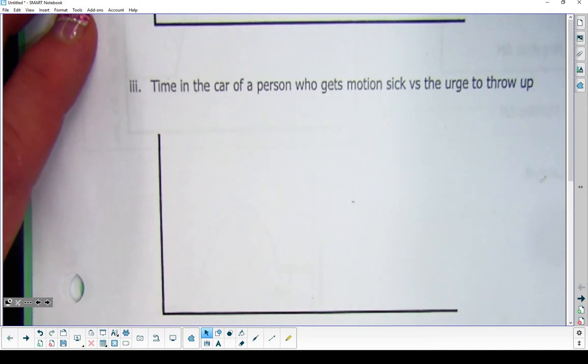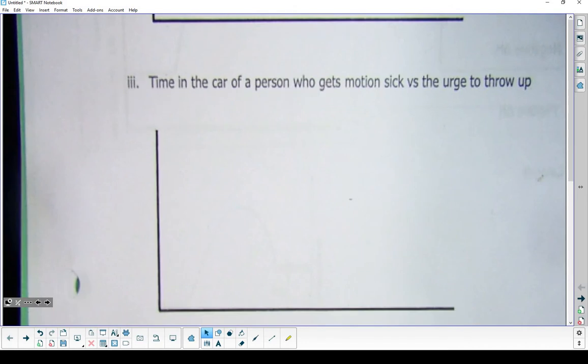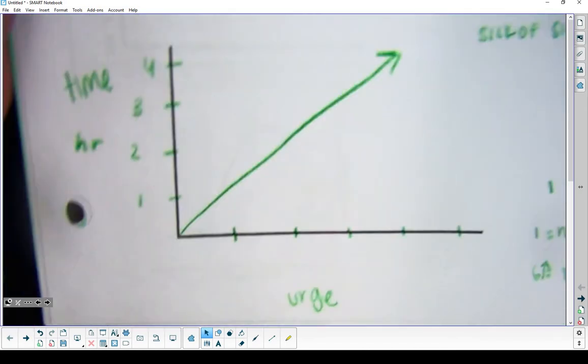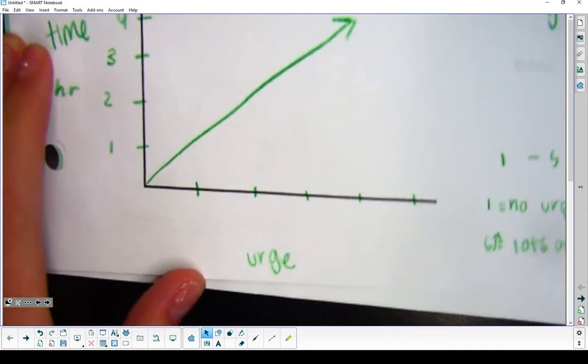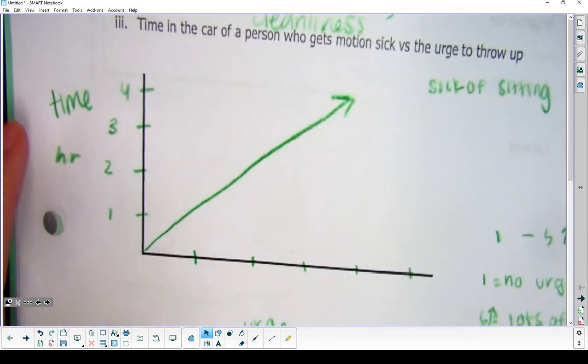Time in the car of a person who gets motion sick versus the urge to throw up. Okay, so let's have Hannah, why don't you come show us yours? Oh, we've got two Hannahs. Both of you, come on up. I need two of you at least anyway. Which one? The last one. And then just sort of explain what you did. Okay. And make sure it projects. That's not really working. There we go.